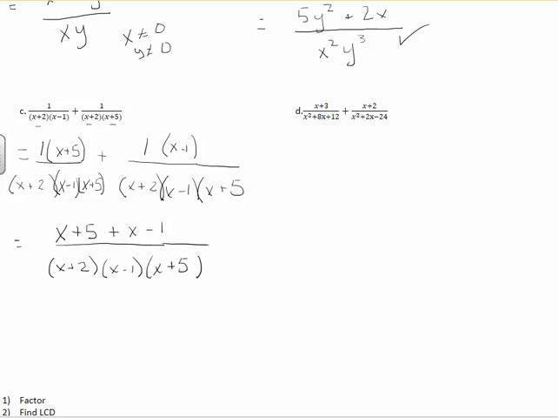This is a good spot to do restrictions here. So I'm just going to state that my x cannot be equal to negative 5, negative 2, or positive 1. Because if I substituted that into any of my binomials that are there, it would give me a denominator of 0.